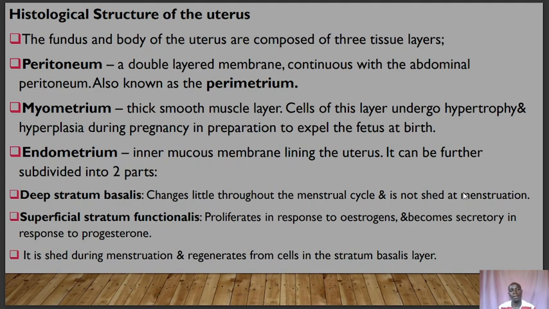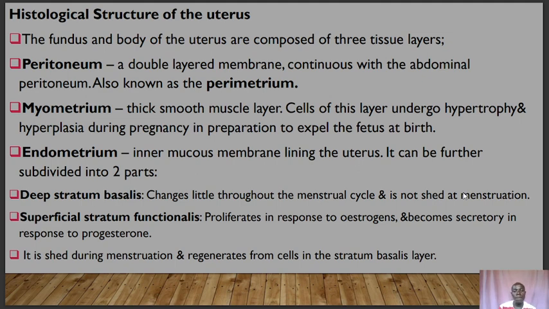Histologically, the fundus and the body of the uterus are composed of three tissue layers. You have the outermost one, the middle one, and the innermost one. The outermost one is the peritoneum. This is a double-layered membrane and is continuous with the abdominal peritoneum. It is also known as the perimetrium. Myometrium is the second one. This is a thick, smooth muscle layer. Cells of this layer undergo hypertrophy and hyperplasia during pregnancy in preparation to expel the fetus at birth. Then lastly, we have the endometrium.